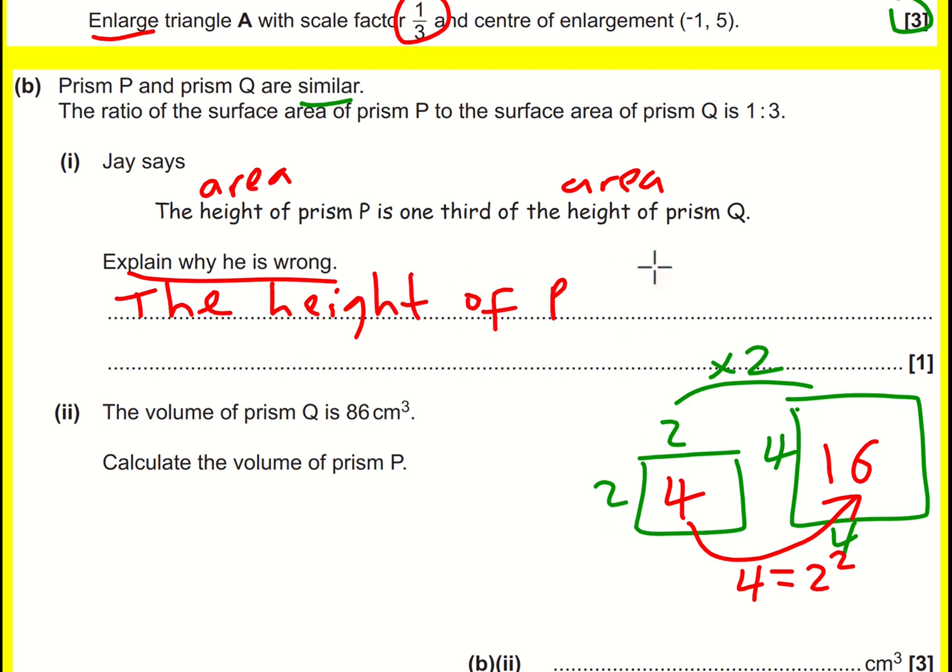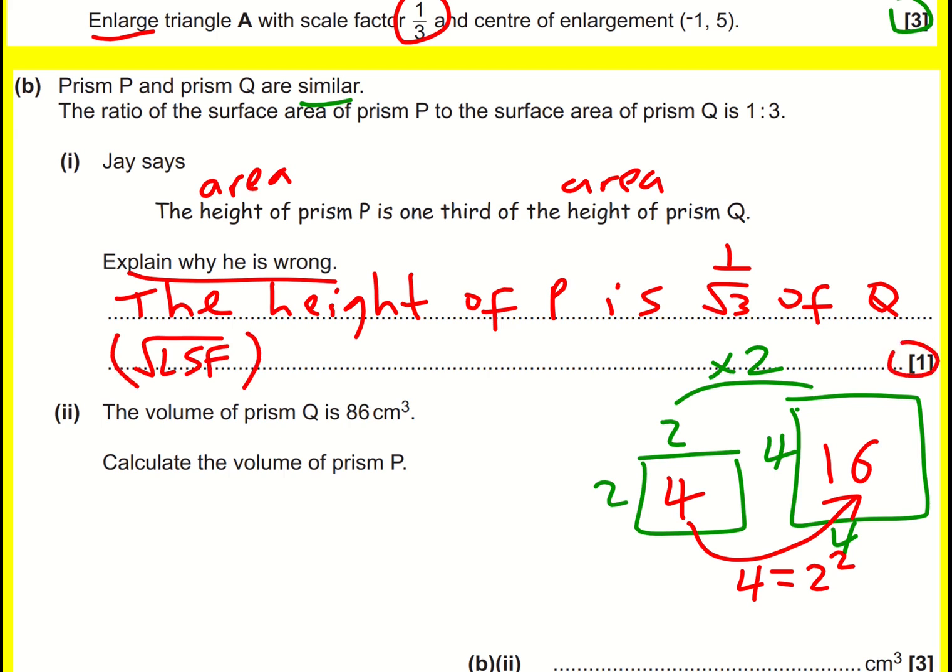Or in this case, the height of, I'm just going to call it P, it's not 1/3, it's the square root of 1/3, which is just 1 over the square root of 3 of Q. And that's true in general. So the height of P is always the square root of the area scale factor. I'm just going to put that in a bracket there, but that's absolutely fine.